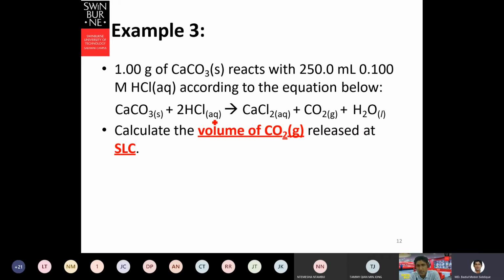Okay, is there any other? Okay, let me see. I think the equation for the combination is not balanced. Okay, thank you. Yes, if any question, just ask me.